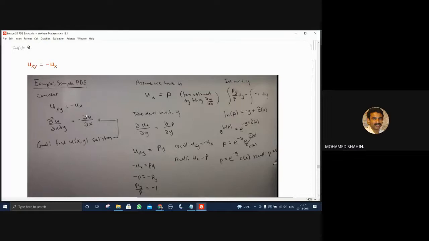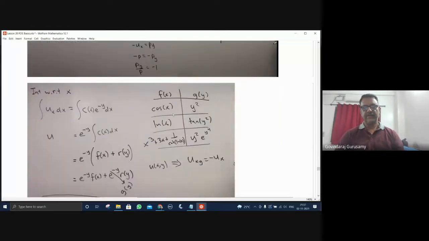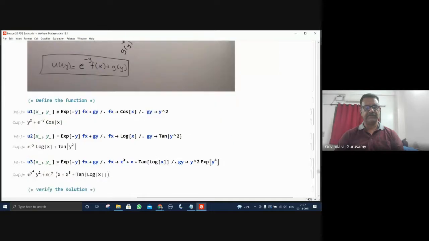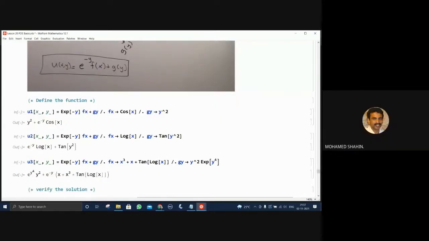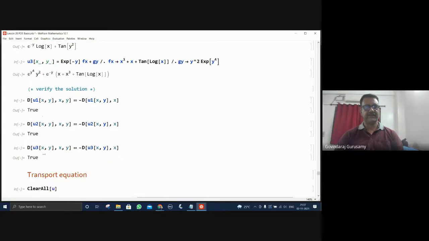Yes, sir. For the equation which I have, the method of solution has been explained here, and you can have a combination here. F of x and g of y: cos x, y square; log x, tan y square; x cube plus 3x plus 1 by cot of ln of x, g of y equal to y square e power minus y. You just check it now, substitute them. See? How many solutions are possible? There are so many solutions that are given, and all of them are satisfying.